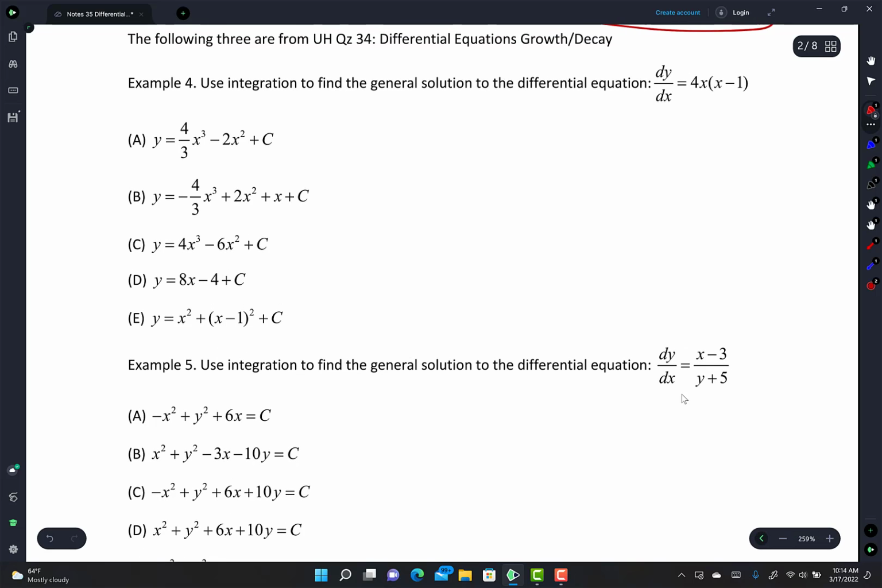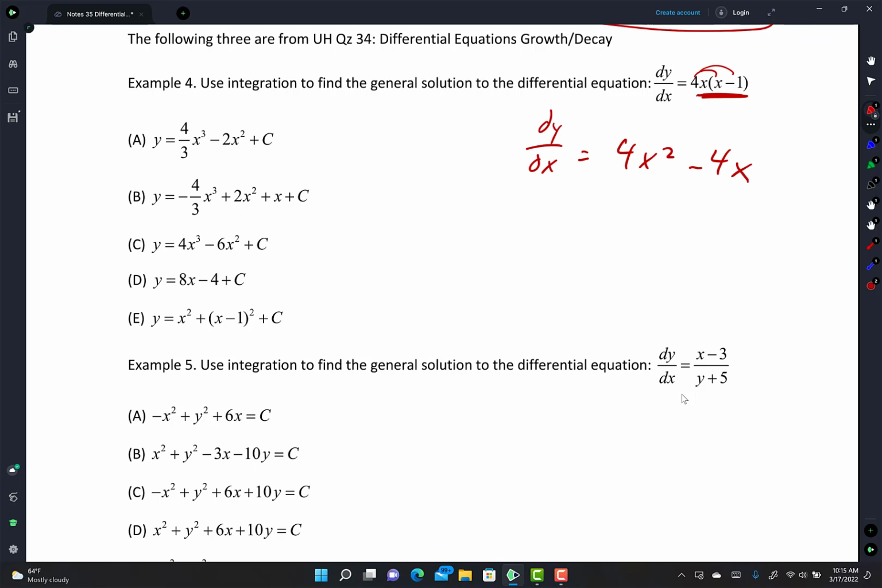All right. Use integration to find the general solution to these equations. So now we're just practicing. I don't see any y's over here. So in my opinion, I would just do this. dy/dx equals 4x squared minus 4x. And I'm just going to do an antiderivative of that. So I don't need to separate my variables.